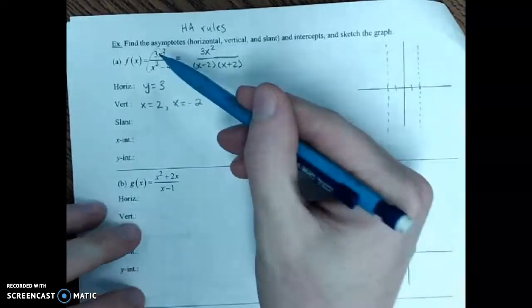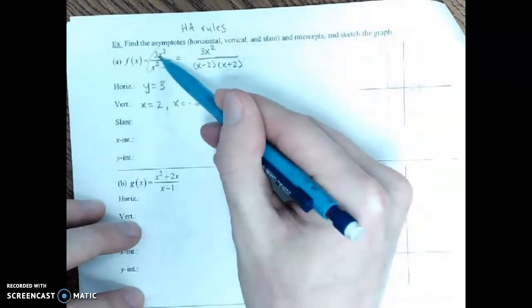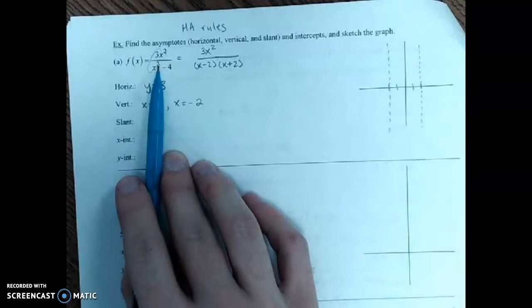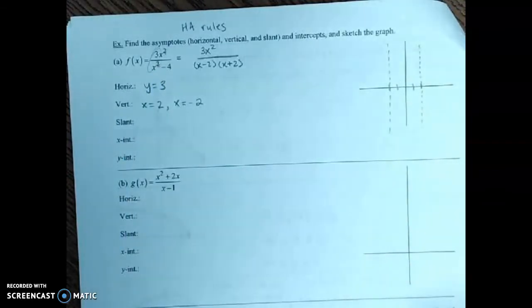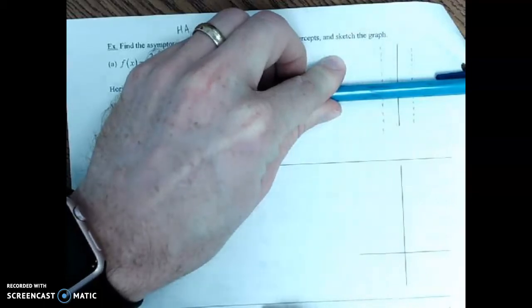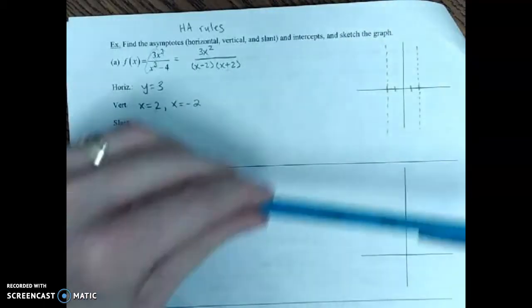When they're the same degree, you look at the ratio of the coefficients. If this denominator would have been anything larger than a 2, so if the bottom is bigger, that's when your asymptote is y equals 0, the x-axis. So bottom bigger is when it's 0.